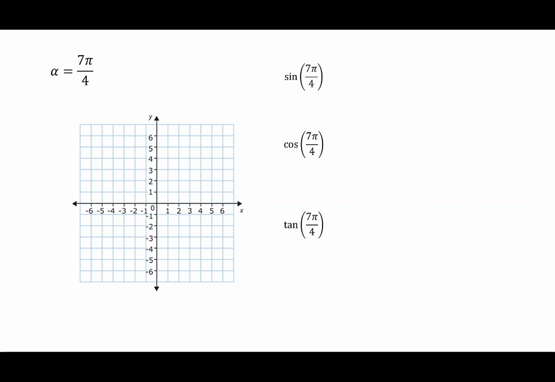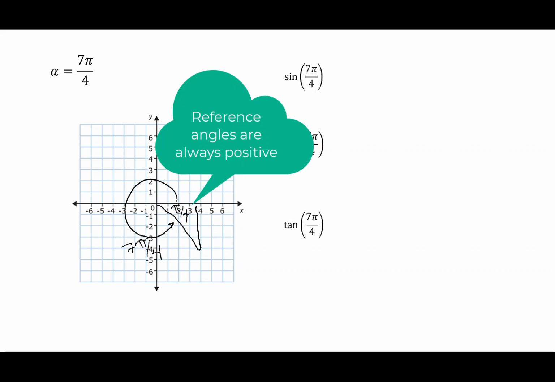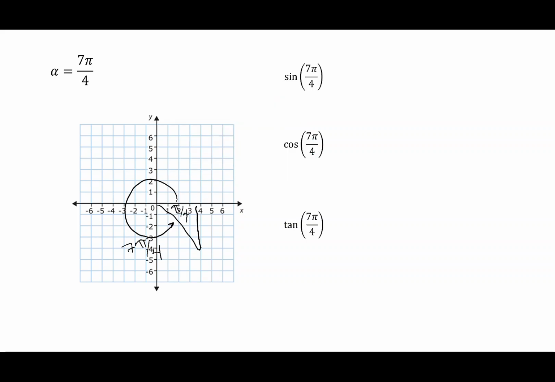Let's try alpha as 7 pi over 4. 7 pi over 4 would be in the fourth quadrant. So all the way around would be 7 pi over 4. Forming our reference angle, we get pi over 4. Reference angles are always positive. So even though this is equal to negative pi over 4, because it's a reference angle, by definition, it's going to be a positive value.